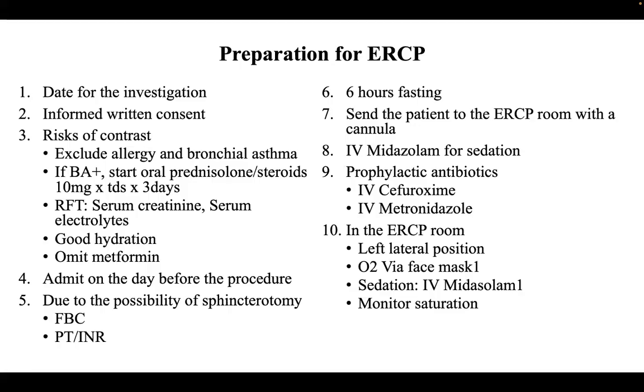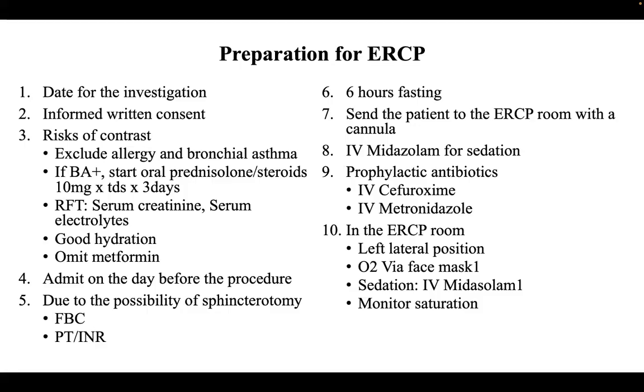If the patient has bronchial asthma, you will start the patient on oral prednisolone or steroids, 10 milligrams TDS for 3 days. You need to also check the renal function test because again, you're giving contrast. So serum creatinine, serum electrolytes need to be checked. Good hydration must be maintained and you need to omit metformin before doing the ERCP if the patient is a diabetic. You admit the patient the day before the procedure.